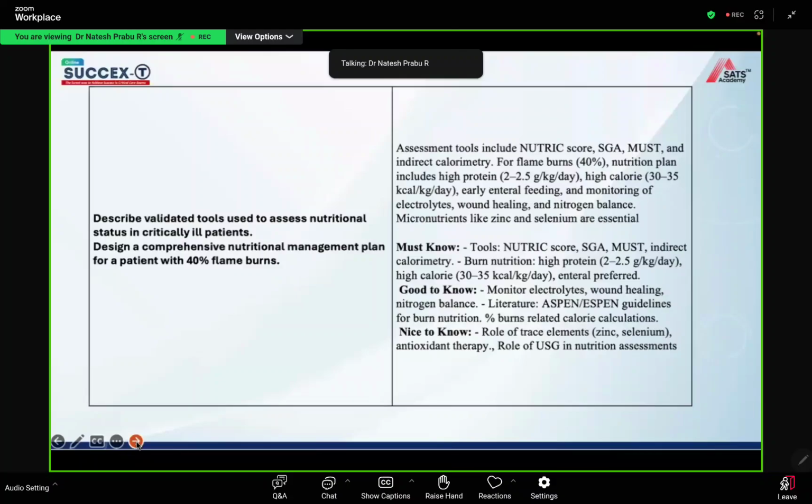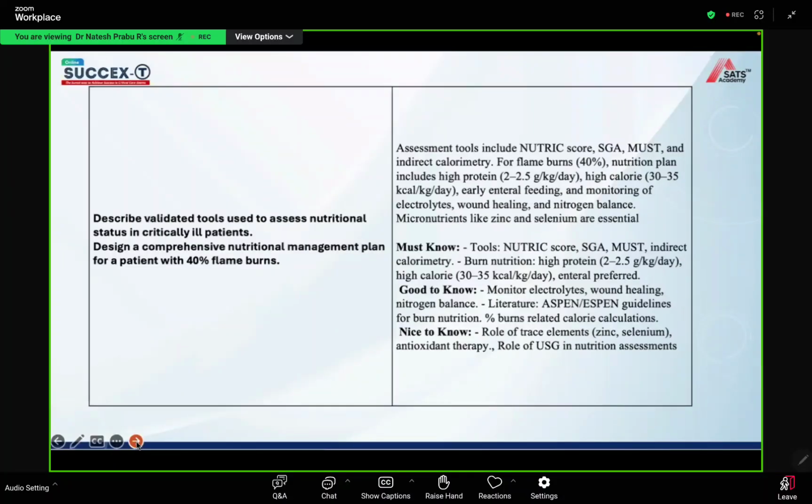The other good to know concepts are electrolyte monitoring, wound healing, and literature, the guidelines, what ASPEN and ESPEN guidelines say. The role of trace elements and role of UHT in nutrition assessments are the few small topics which are nice to know to add on to additional points.